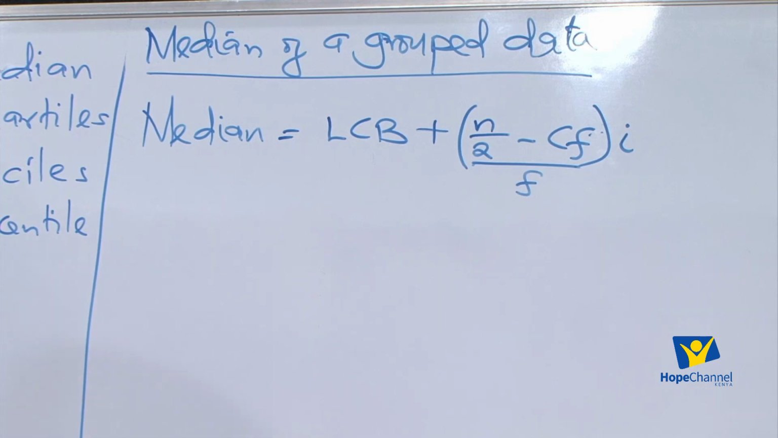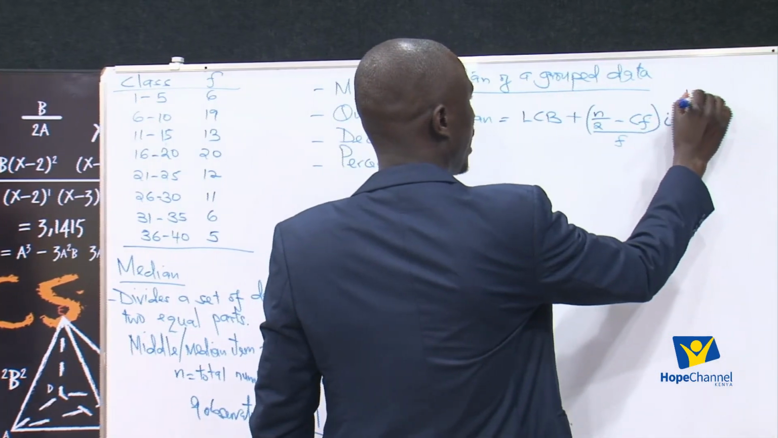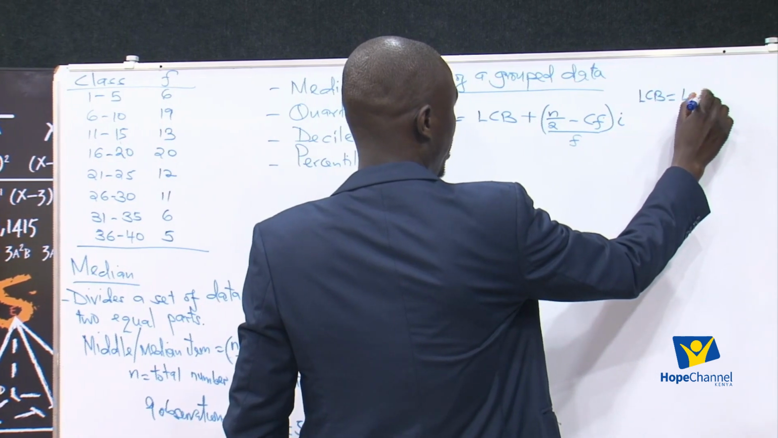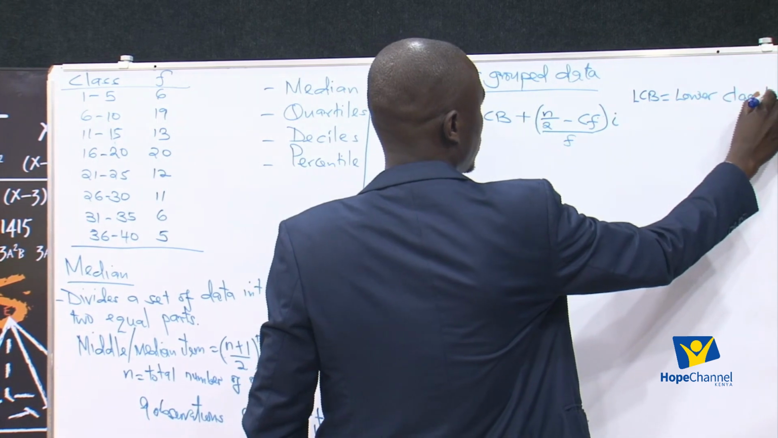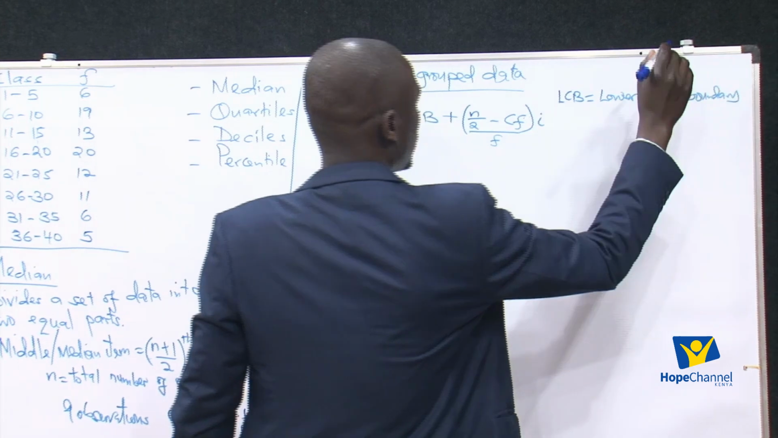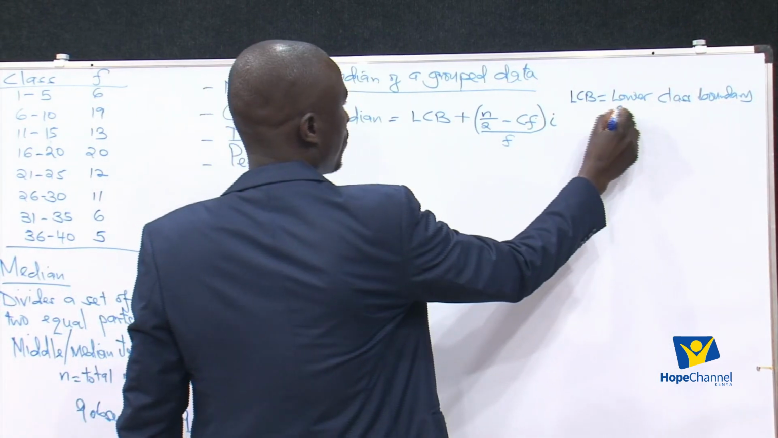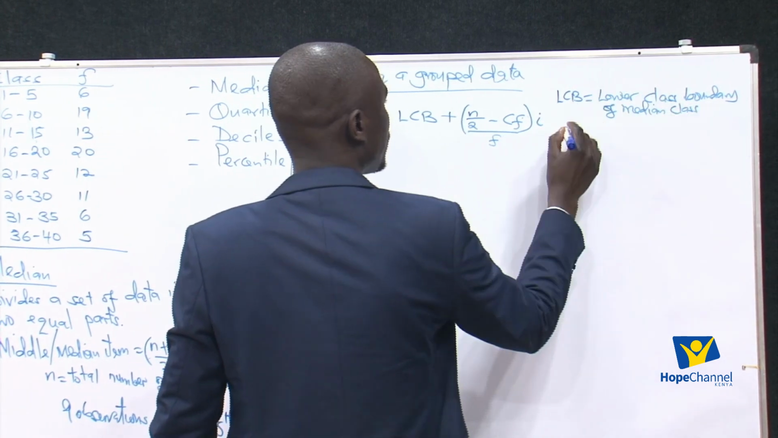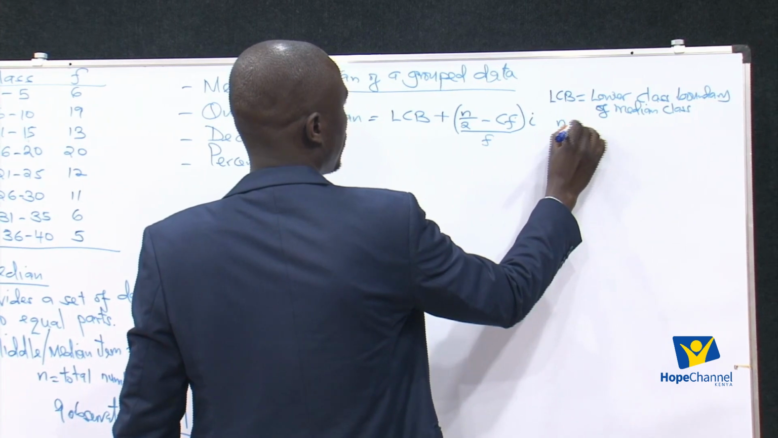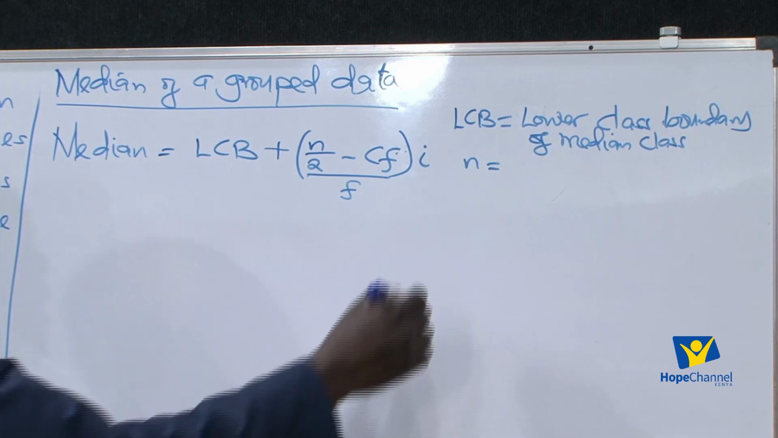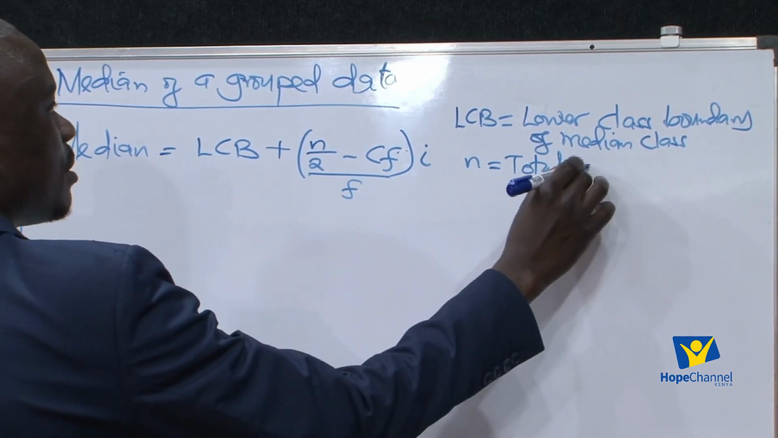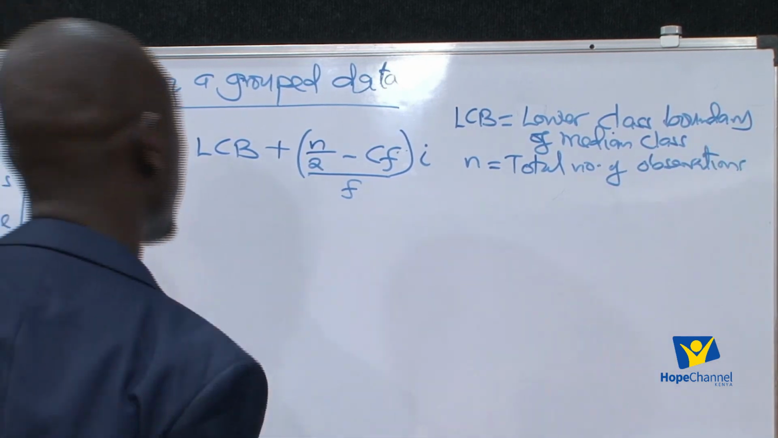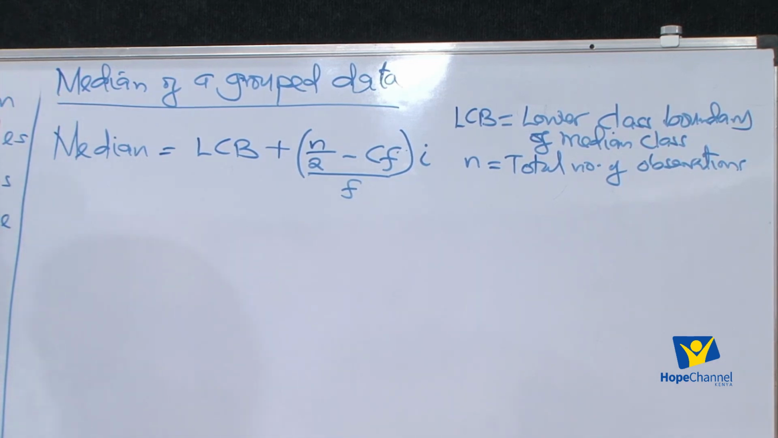So let's see what everything here means. When we talk about LCB, we mean the lower class boundary. We had mentioned how we calculate the class boundaries in our previous class. So it is the lower class boundary of the median class. N in this case is the total number of observations, as we had seen in the previous example.